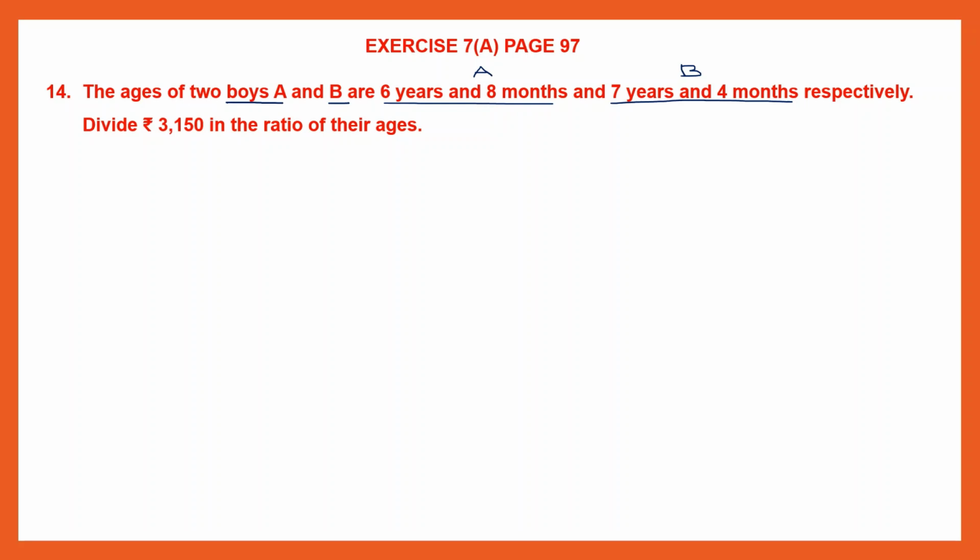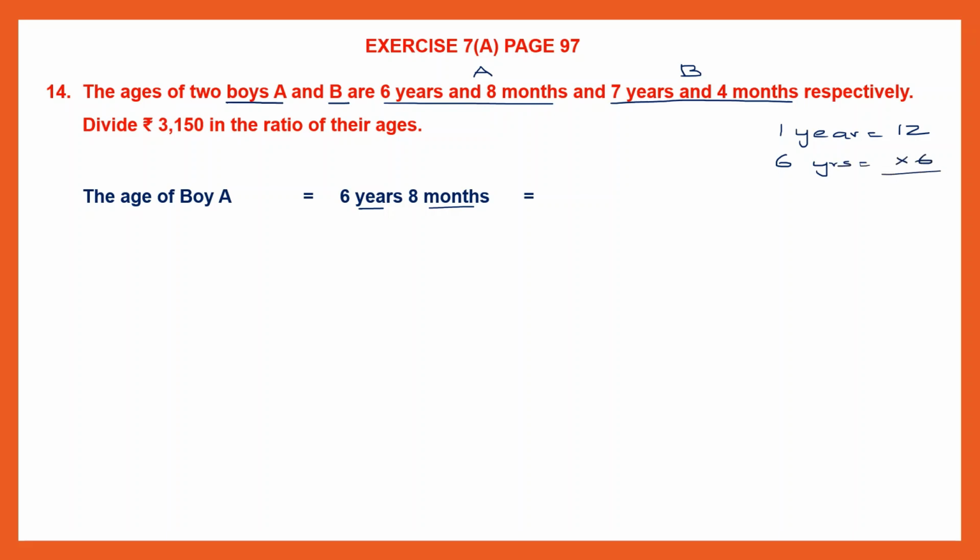Okay. Now the question is, divide 3150 in the ratio of their ages. Okay, so let's begin. The age of boy A is 6 years and 8 months. Now we have years and months. Let's convert it to a single unit. We'll convert it to months. So we know that in 1 year we have 12 months, isn't it? So in 6 years, we will have 12 into 6. 12 into 6 is 72. So that means in 6 years we have 72 months.